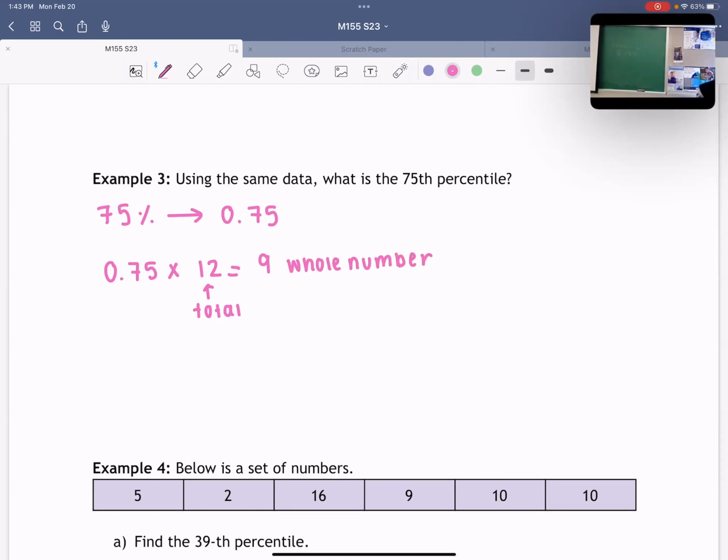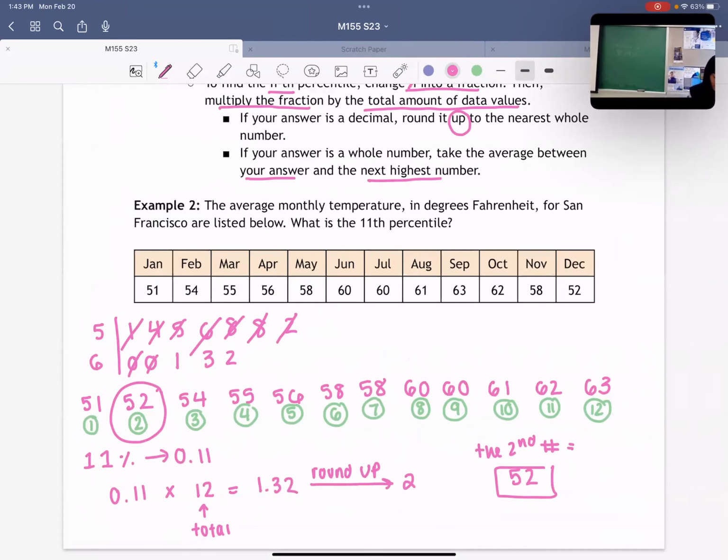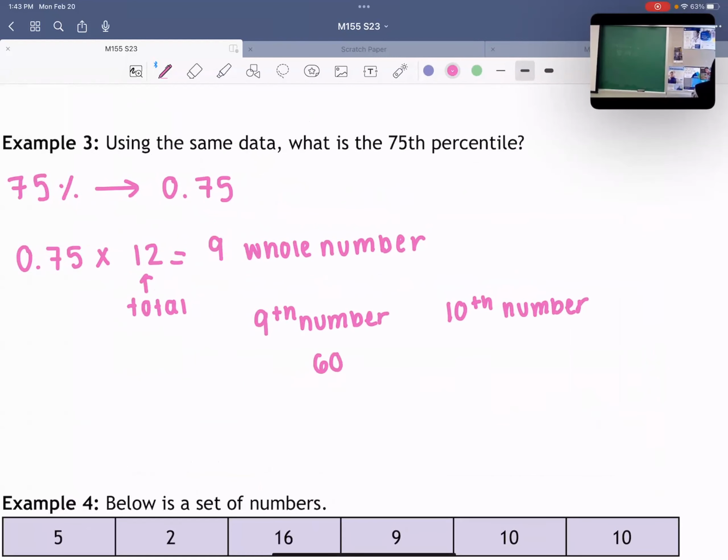Whenever you get a whole number, things get a little crazy because we don't actually round up this time. What you do when you get a whole number is you look for the 9th number, the one that you found, then find the number after it, the 10th number, and write those down. The 9th number, taking a peek at my data, is 60. The 10th number was 61. Write those two numbers down, and the 75th percentile is going to be the average of the two.